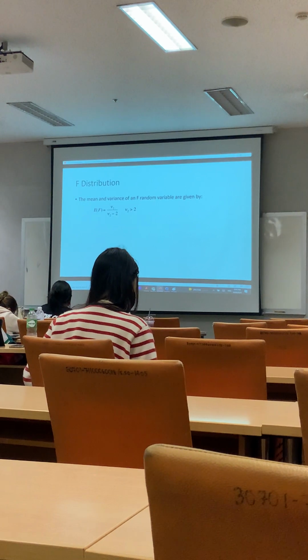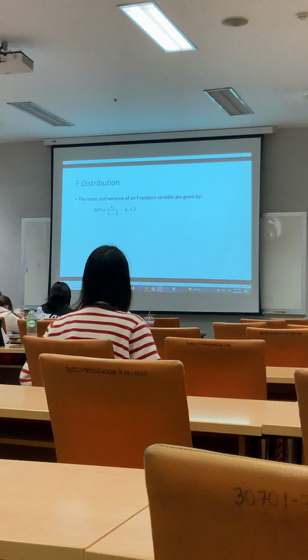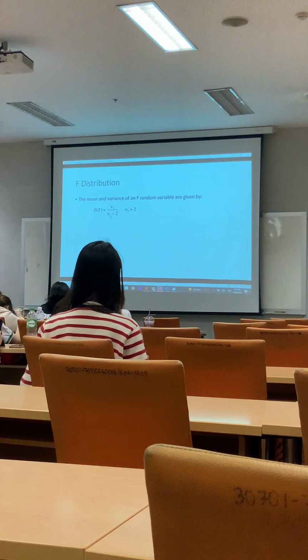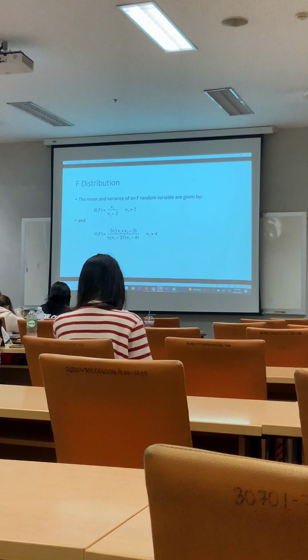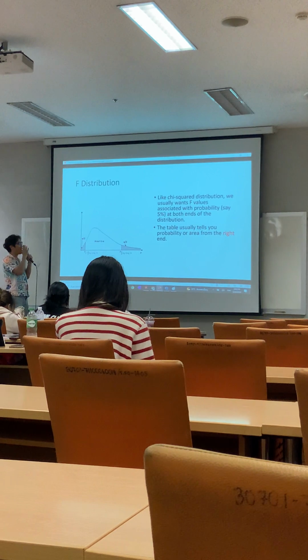So the mean of the F, the expectation, is nu2 divided by nu2 minus 2. And the variance, this form, we're not going to use it here. The main thing, again, is for you to be able to look at the table and then identify the F value associated with it.